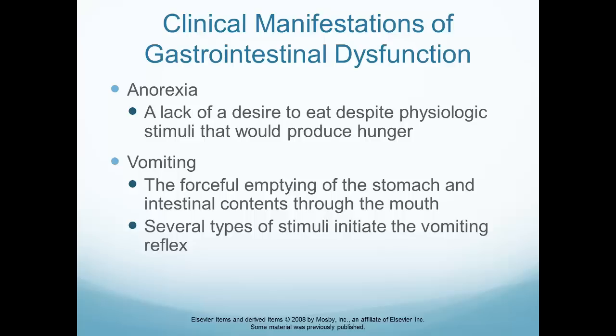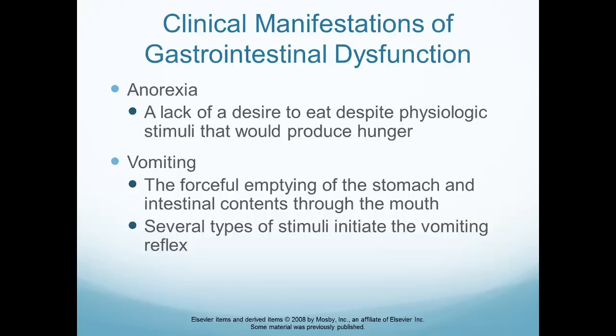Let's talk about some specific problems that occur with the digestive system. First of all, let's start out with some of the clinical manifestations. So what can we expect to see as signs and symptoms of a patient who has a GI dysfunction? First of all, anorexia.